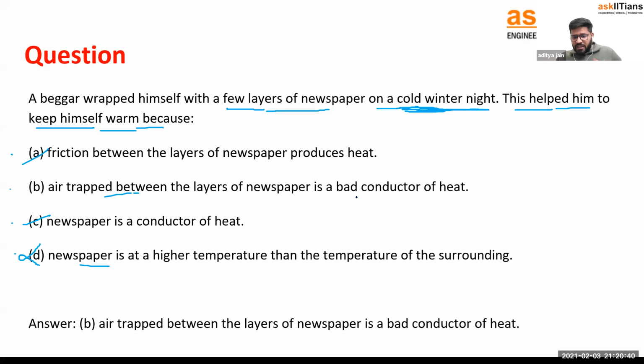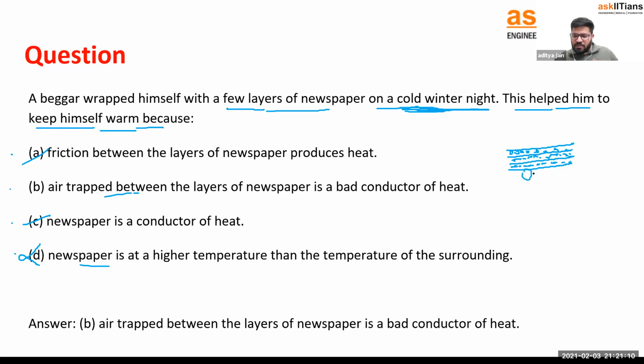Air trapped between the layers of newspaper is a bad conductor of heat. Suppose these are the layers of newspaper. I am showing an exaggerated view for explanation purposes. And these are the air particles, or air trapped between the newspaper. Air is present everywhere, so between the spaces of newspaper layers there is air present. And you know, air is a bad conductor of heat, or you can say air has a low thermal conductivity.